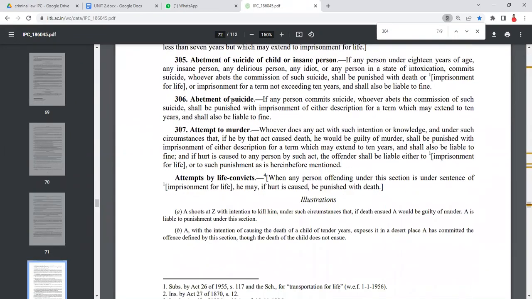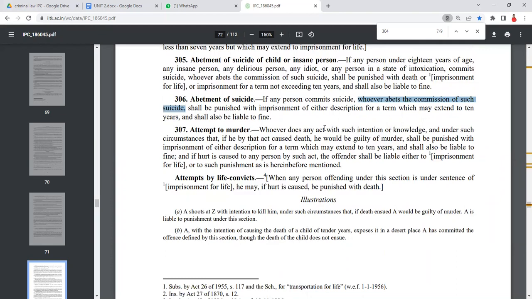So 306 is abetment of suicide. Definitely suicide is different and the one abetting suicide is different, right? Because in suicide the person himself decides to kill himself, but here somebody is abetting the suicide. So here we have a different punishment for abetment. If a person commits suicide, whoever abets the commission of such suicide will also be punished. Here the punishment is different, it would be 10 years.